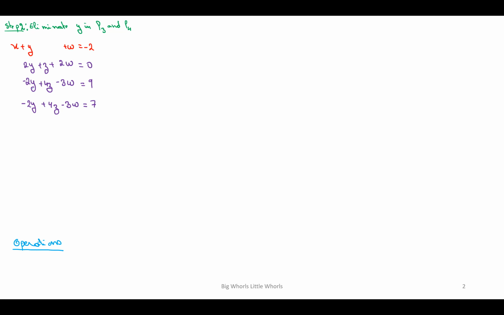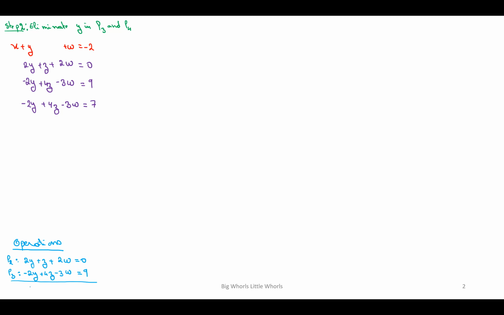So how do I eliminate minus 2y in row 3? I just have to write row 2, which is 2y, because 2y plus minus 2y is going to be equal to 0. So I don't have to multiply row 2 by anything. So row 2, which is 2y plus z plus 2w equals 0. And row 3, I just recopy it, minus 2y plus 4z minus 3w equals 9.